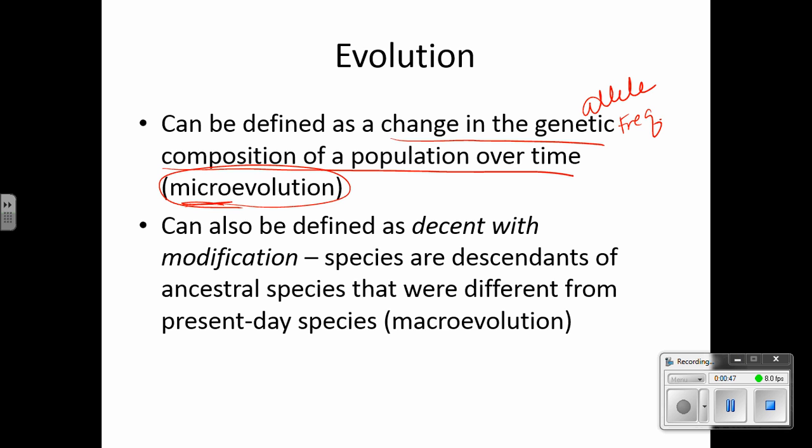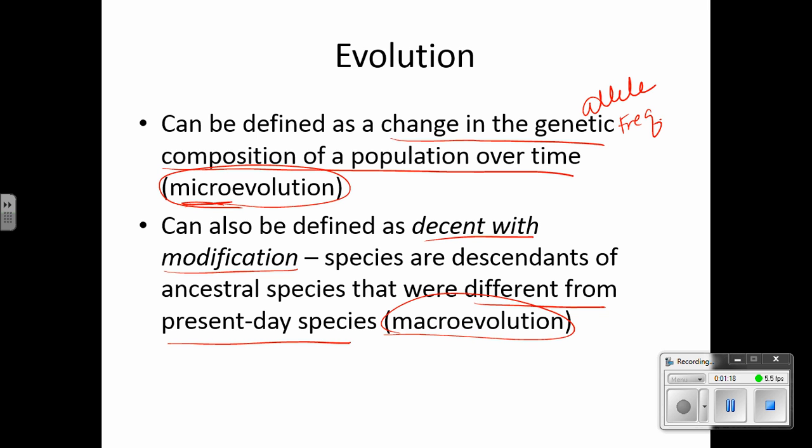It can also be defined as descent with modification, meaning species are descendants of ancestral species that were different from present-day species. Think about Neanderthals. They are not technically considered Homo sapiens. However, we are descended from a lineage of Neanderthals. This is what we consider macroevolution. This is large scale.